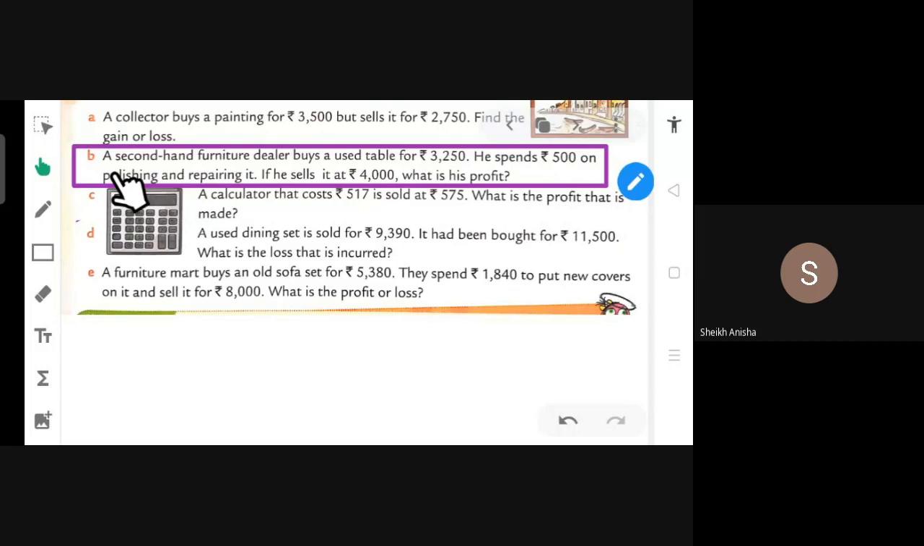Bodiwala Maryam. Okay, Bodiwala Maryam, you can read this question B. A second-hand furniture dealer buys a used table for ₹3,250. He spends ₹500 on polishing and repairing it. If he sells it at ₹4,000, what is the profit?